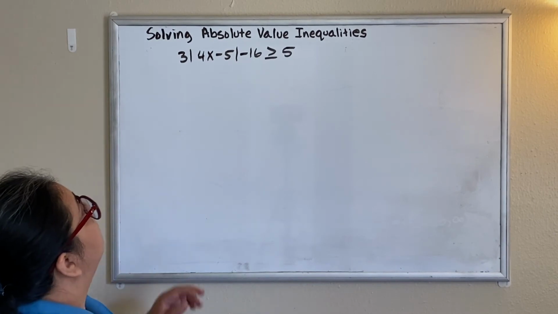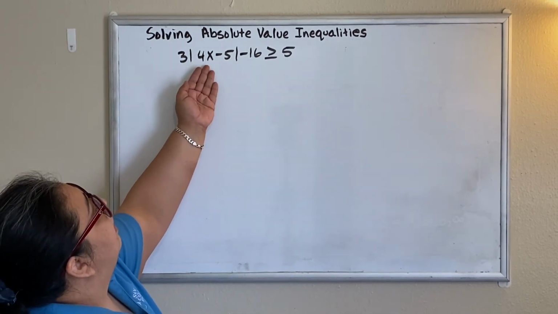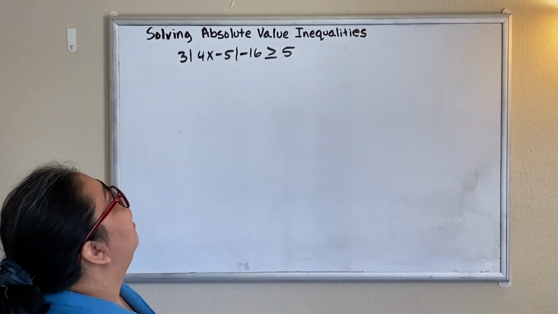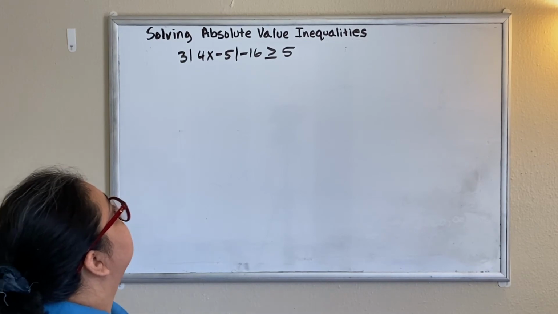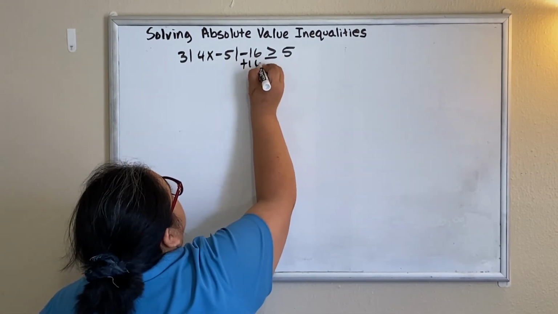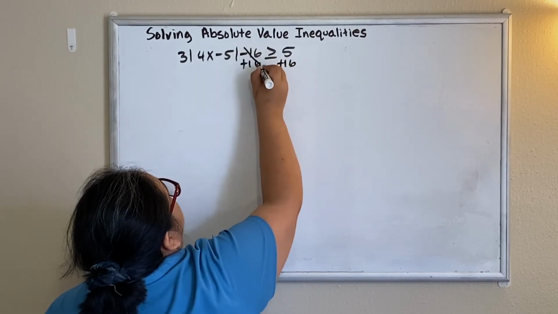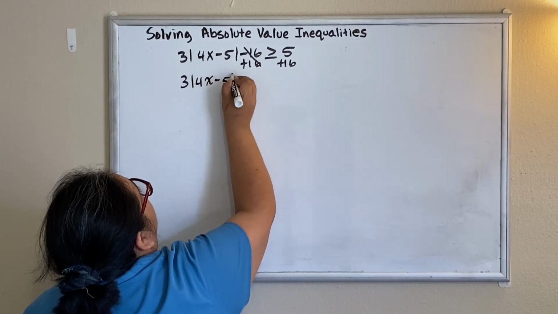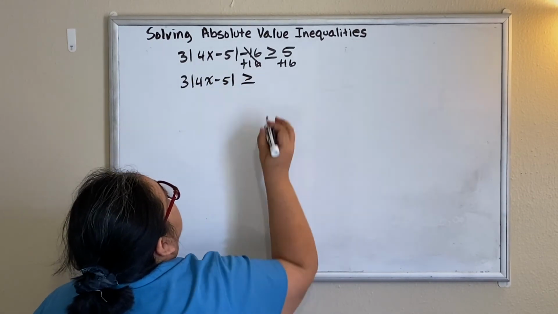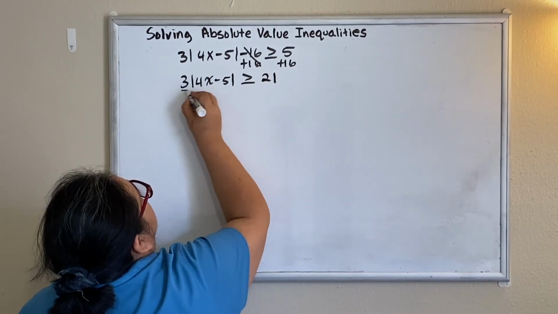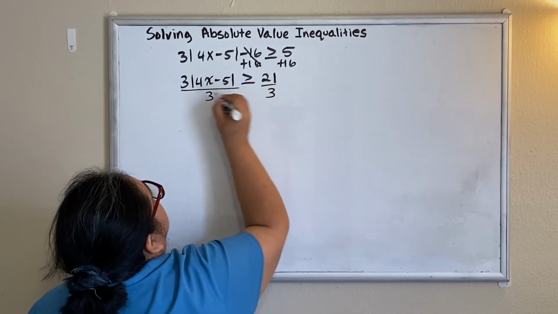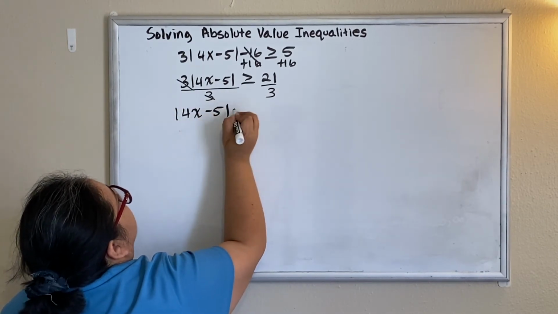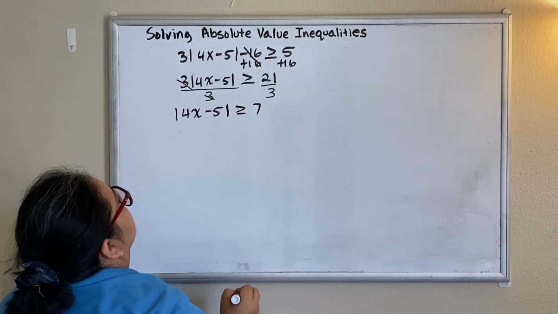Okay, so in this example I have 3 times the absolute value of 4x minus 5 minus 16 is greater than or equal to 5. So I need to isolate my absolute value. So I'm going to add 16 to both sides here, eliminating this. So I get 3 times the absolute value of 4x minus 5 is greater than or equal to 21. I'm going to divide by 3 on both sides, eliminating the 3. And I get the absolute value of 4x minus 5 is greater than or equal to 7.